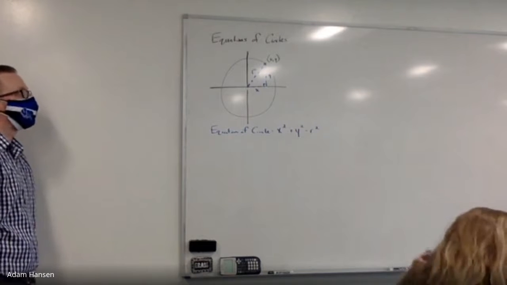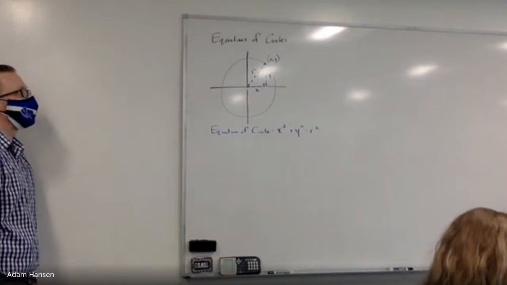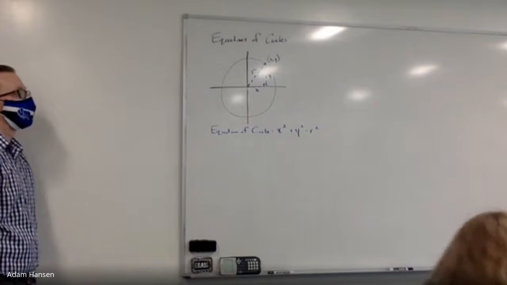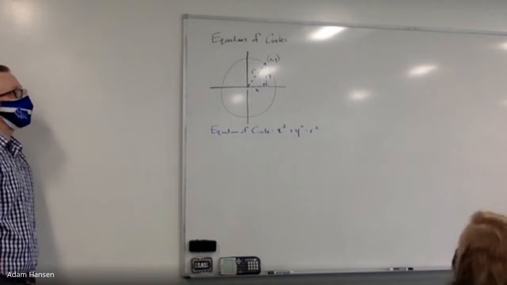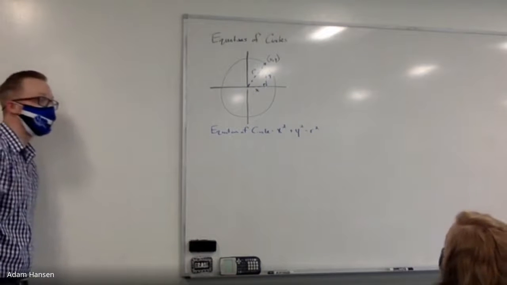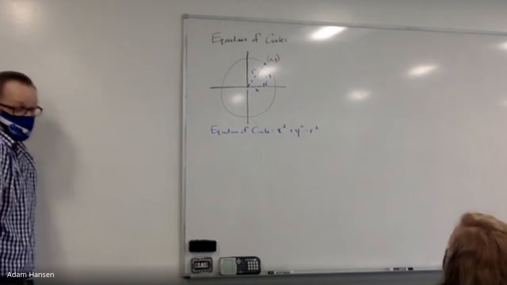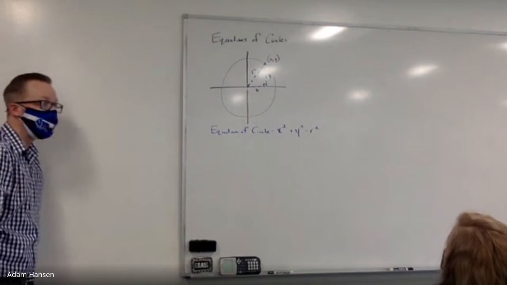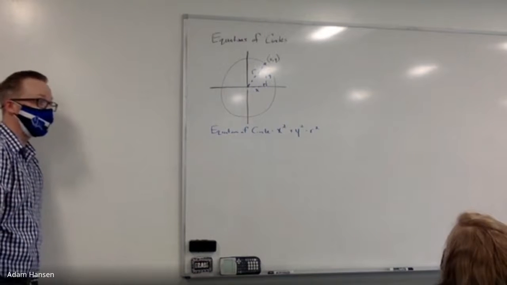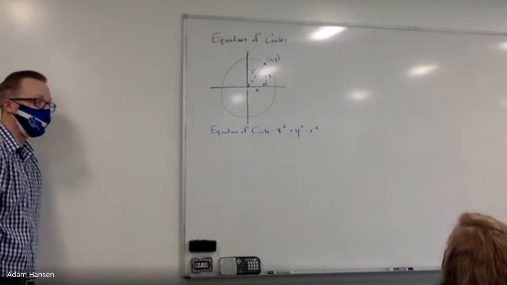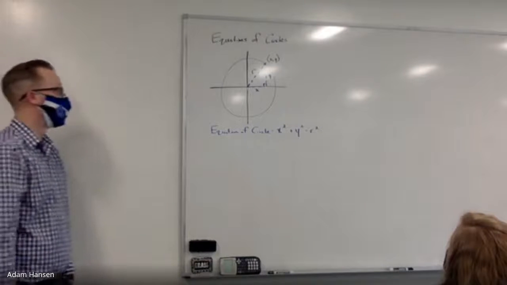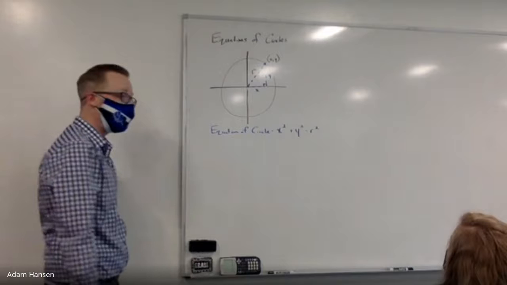Equation of a circle, x squared plus y squared equals r squared. Now this is a very specific kind of circle. Where's the center at again? 0, 0. What if it's not 0, 0? You don't have to have circles that are just centered at the origin always. I might have moved the circle to the right or left or up or down.